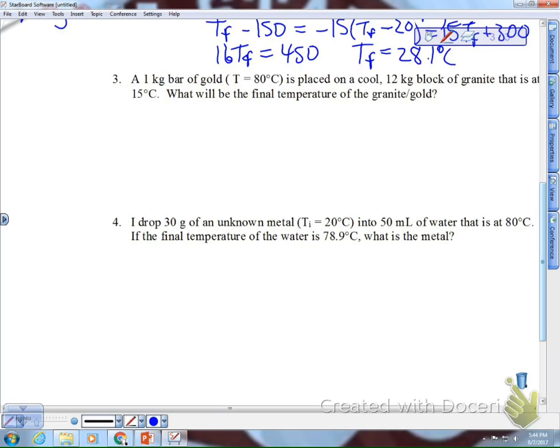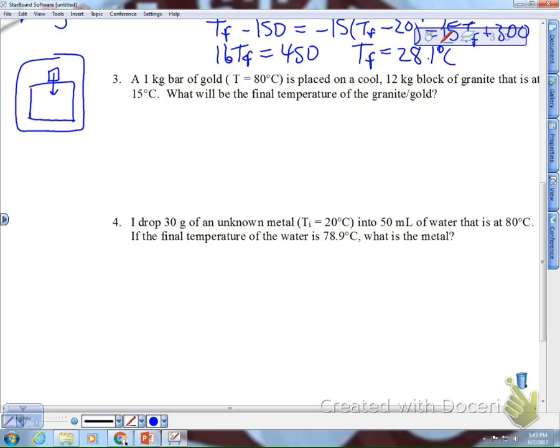This time we're going to have a big block of granite, and then we're going to put a little piece of gold on it. And this time the gold is hot, so we're going to have energy flowing from the gold to the granite, and that granite is going to accept it. So our system in this case is really going to be, you could think of it as just inside that box. Nothing is leaving the system, we're just transferring energy within the system. The same idea applies. If something inside the system loses heat, something else has to gain it.